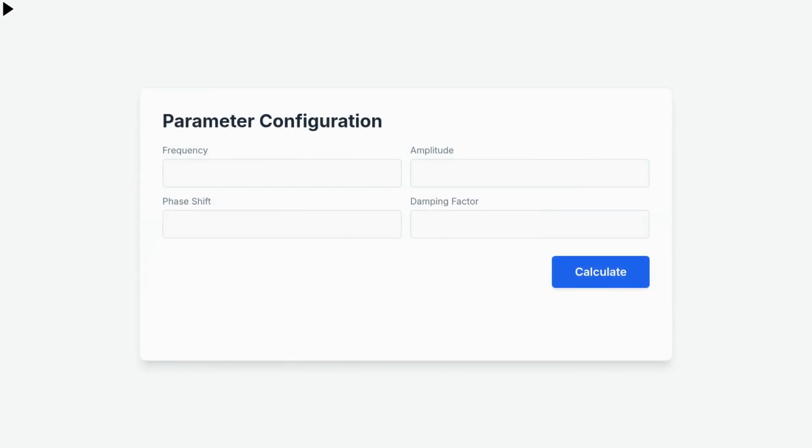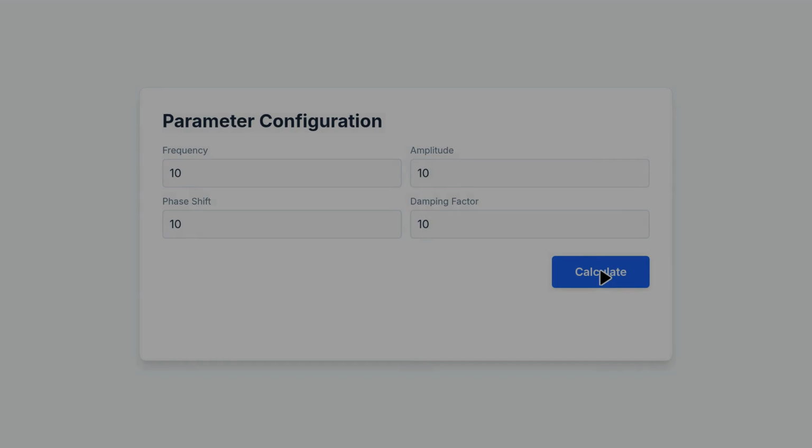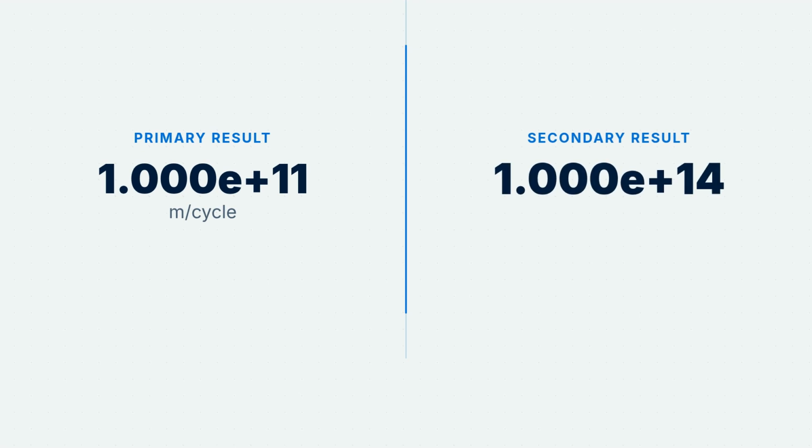For our example, I've entered 10 for all input values. After clicking Calculate, the primary result shows 1.000E+11 meters per cycle, and the secondary result displays 1.000E+14 millimeters per cycle. These represent the crack growth rate in different unit systems.